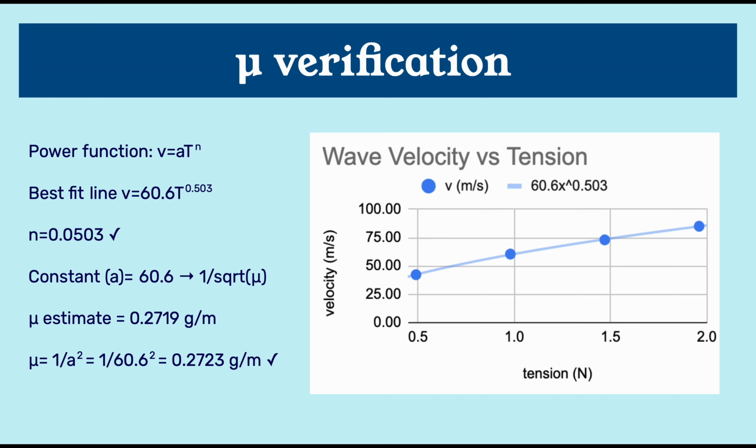In our equation, the constant A equals 60.6, and that represents 1 over the square root of mu, meaning that mu equals 1 divided by A squared. Substituting our value of A, we get mu equals 1 over 60.6 squared, equaling 0.2723 grams per meter, which is close to matching our average experimental value of 0.2719 grams per meter. The variable n in the power fit is especially useful to assess the accuracy of data. If n is not close to 0.5, there is likely an error in the measurements.